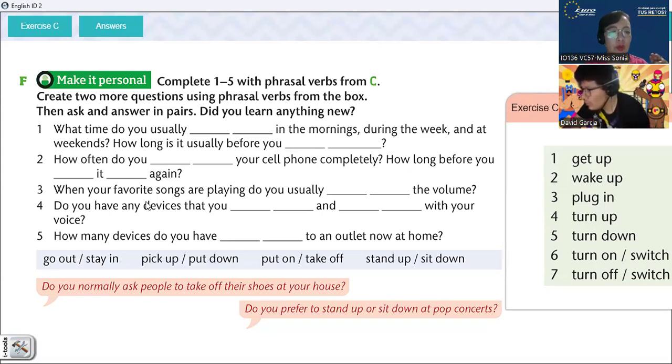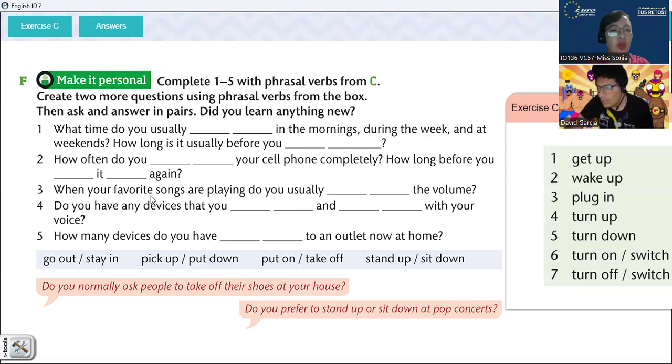How often do you use your cell phone completely? How long before you eat again? How often do you plug in your cell phone? Okay, how often do you plug in your cell phone completely? How long before you turn it off or turn it on again? What would you say? Turn off? Turn it off again. How long before you turn it off? You turn it off again, right? Okay. Turn it off. Turn it off again.